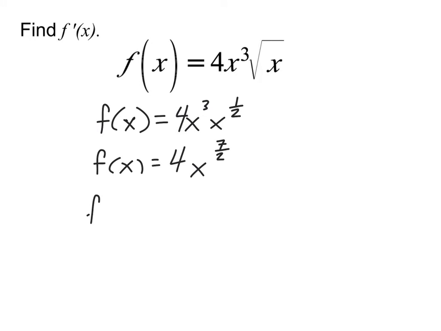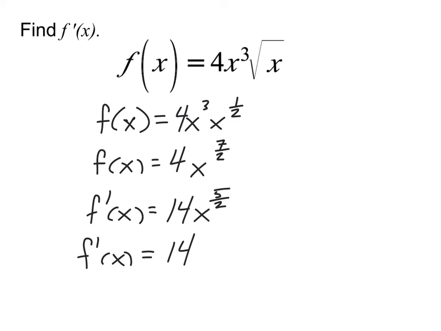So, to find f prime of x, I do 4 times 7/2. Well, that's 4 times 7, which is 28, and 28 divided by 2 is 14. Then x to the power of 7/2 minus 1. 7/2 minus 1 gives me 5/2. But of course, my original problem was given simplified, so I need to simplify my derivative, f prime of x, as well. The 14 doesn't change. X to the 5/2, well that's like 2.5, so that'll be x squared times the square root of x.